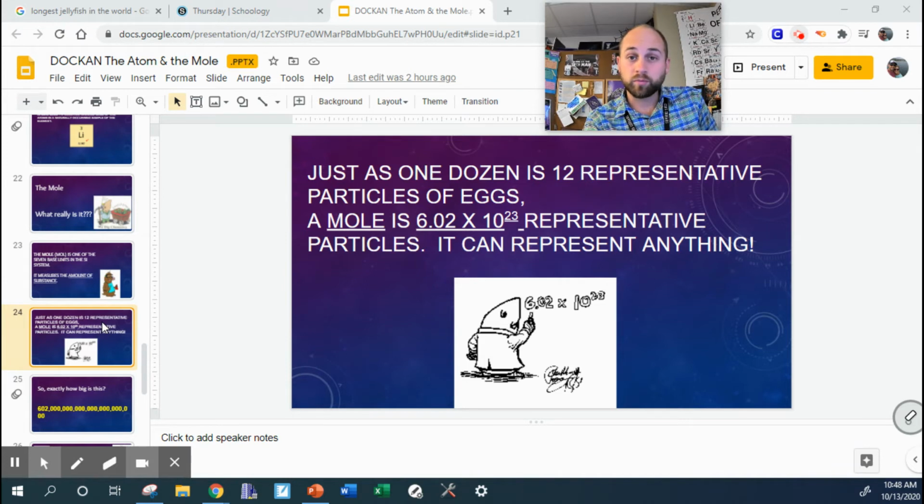Why do we use such a ridiculously large number? It's because we're counting things like atoms, molecules, ions, formula units, things that are ridiculously small that we cannot see, we can't comprehend with our brains. So we need a number in order to scale it up so that we can look at a number that's more reasonable for us to learn about. Okay? But we can have a mole of anything.